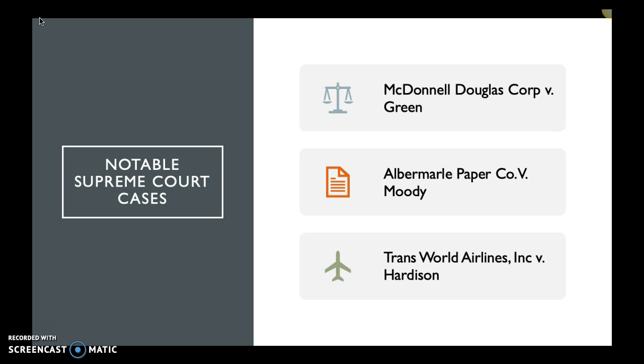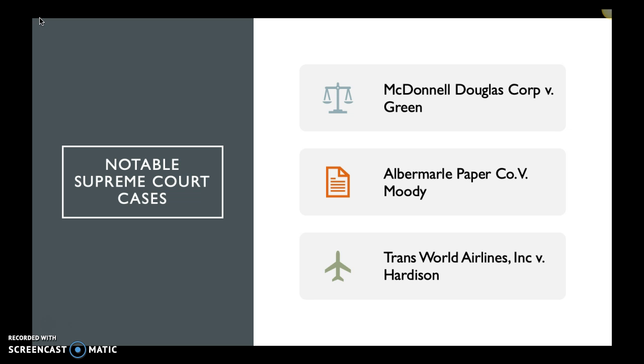And then in Albemarle Paper Company versus Moody, the Supreme Court decides that after a court has found an employer guilty of discrimination, the wronged employee is presumed to be entitled to back pay.